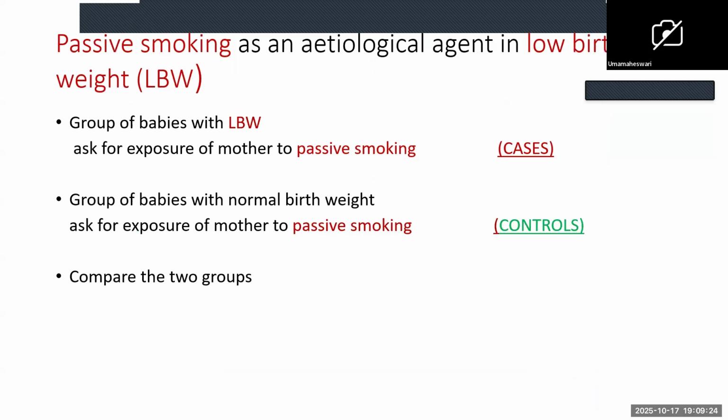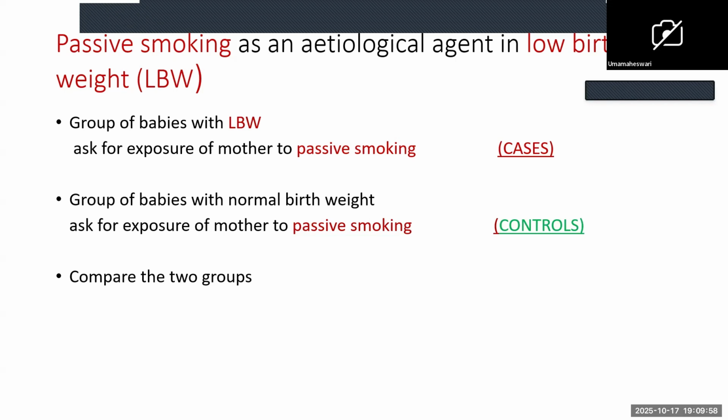Here, I want to study whether exposure to second-hand smoke, that is passive smoking, has an association with low birth weight among pregnant women. The outcome is low birth weight. Here, the disease is considered as the group of babies with low birth weight, and the mother is the one studied. Mothers with low birth weight babies are taken as cases. Mothers with normal birth weight babies are taken as controls.